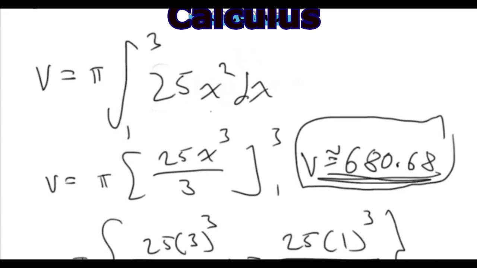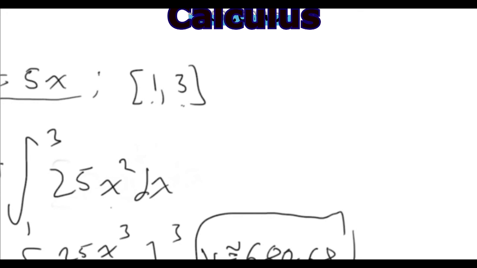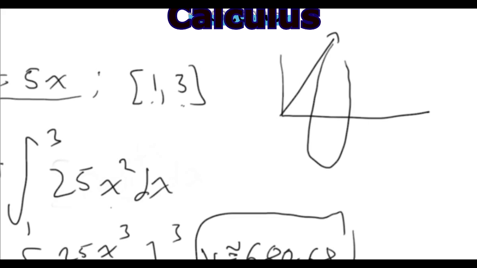And if we graph it systematically, it's going to look like this, from 1 to 3, and we are basically calculating the volume under this curve here.